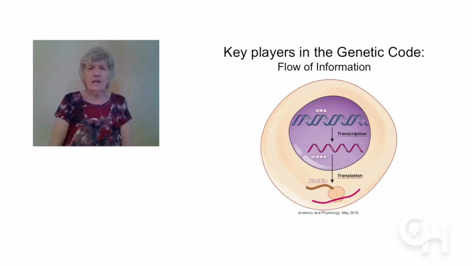These are some of the key players in the genetic code. You've probably heard that the affected gene in PMD is the PLP1 gene, and it's in the DNA in the nucleus of the cell. It codes for a protein called proteolipid protein, or PLP1.